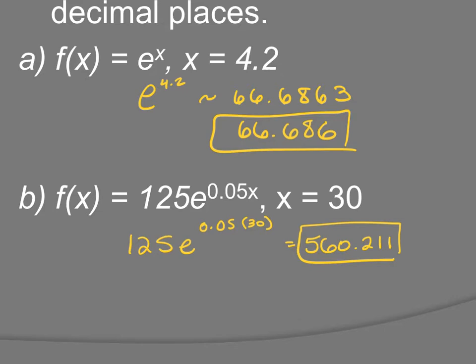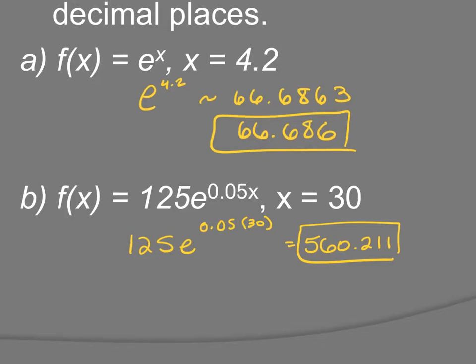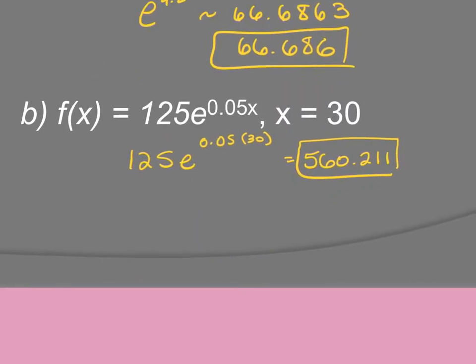If you don't have a graphing utility, and you're using a scientific, you're going to multiply out 0.05 times 30, and you're going to get 1.5. Then you're going to do e to the 1.5, so there's a little e to the x button. And that's 4.4816. You're not going to round that. You're then going to multiply it times the 125, and you get your answer.